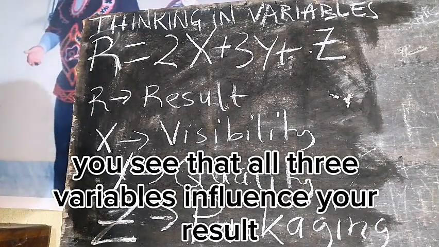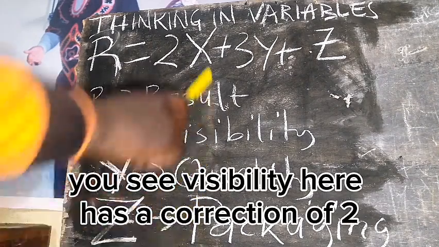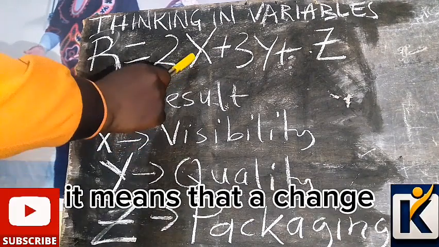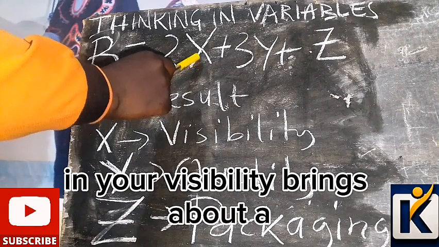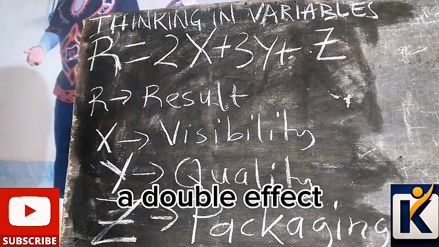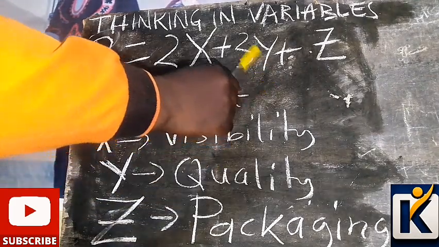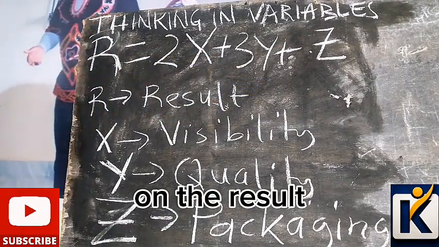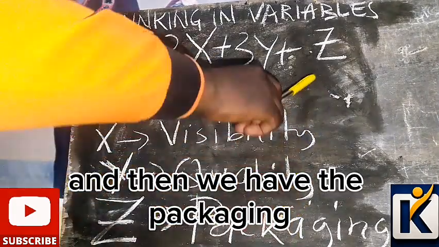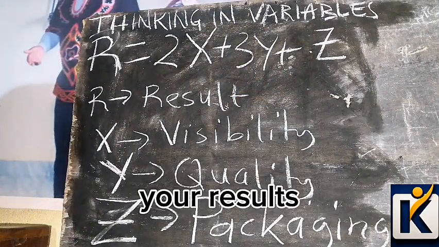You see that all three variables influence your result, but they influence it in different amounts. Visibility here has a coefficient of 2. It means that a change in your visibility contributes a double effect on the result, and a change in the quality of your product brings about a triple effect on the result. And then we have the packaging, which is the least of all three variables affecting your result.